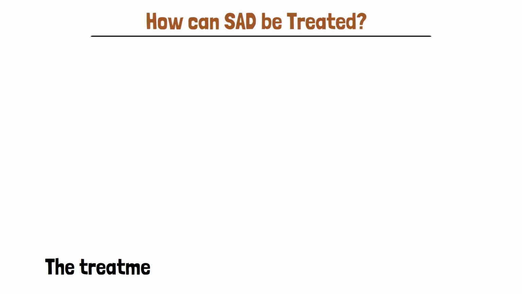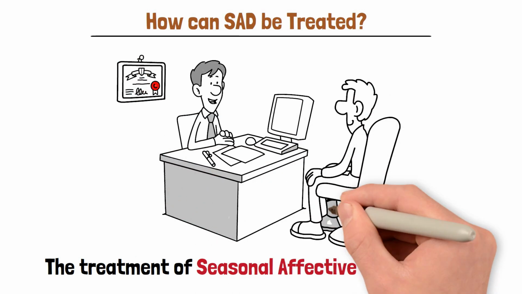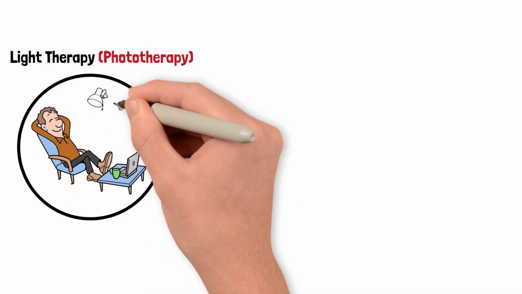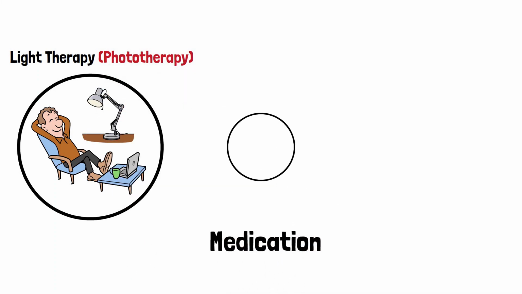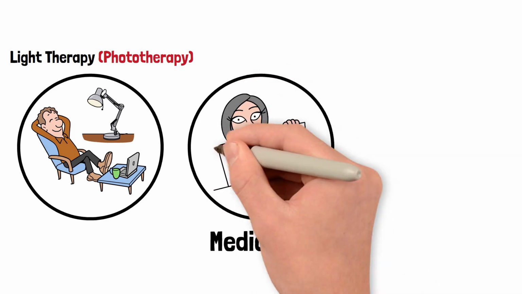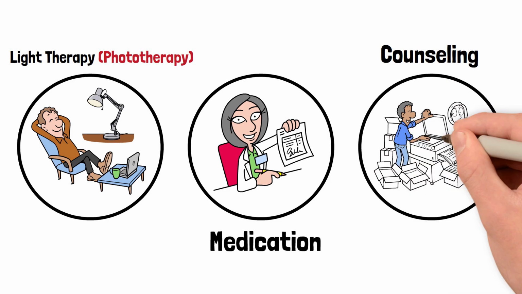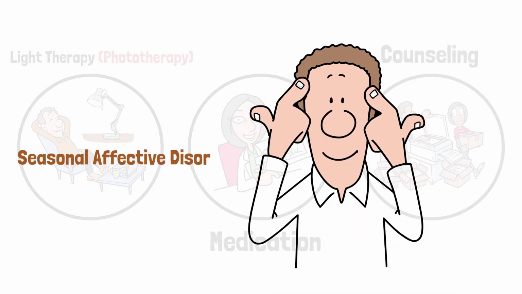Now let's move to the main points where we will see how it is treated. Friends, the treatment of seasonal affective disorder, SAD, is done through a mental health psychiatrist. So, let's see. Light therapy or phototherapy, using a special light box for a few minutes in the morning. Next, medication. Sometimes doctors may also prescribe antidepressants. Next, counseling. Talking can also often make us feel better. Friends, these are important points through which seasonal affective disorder, SAD, is treated.